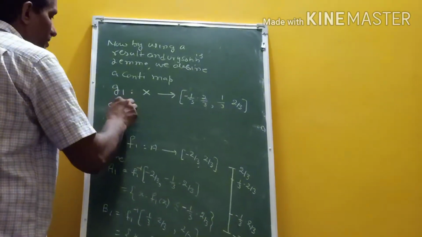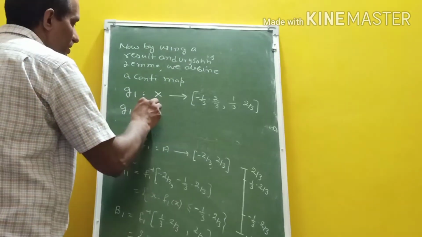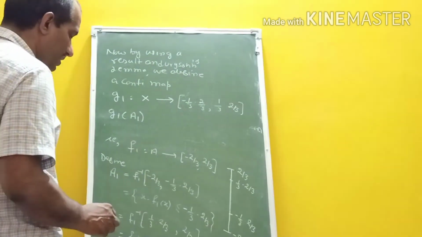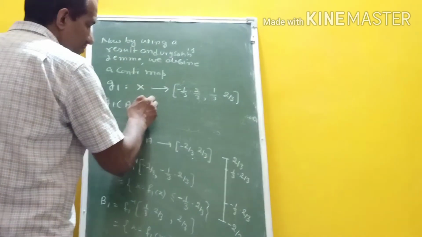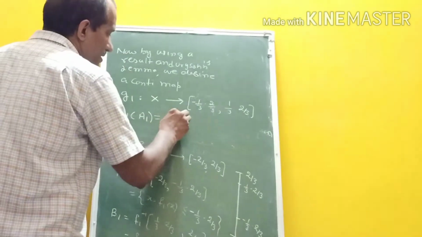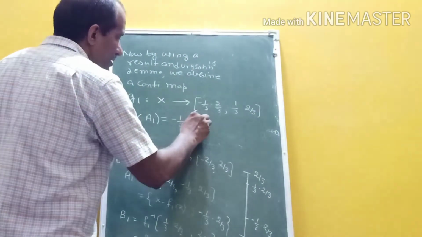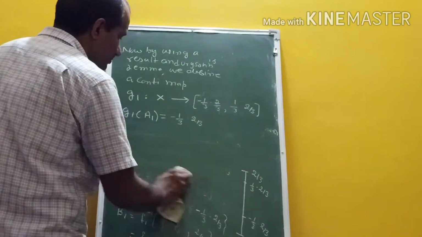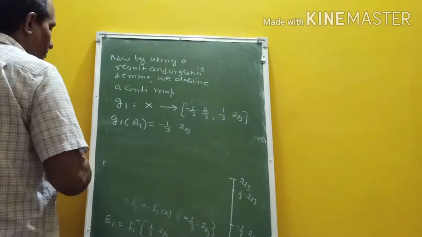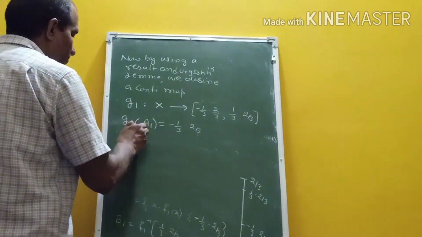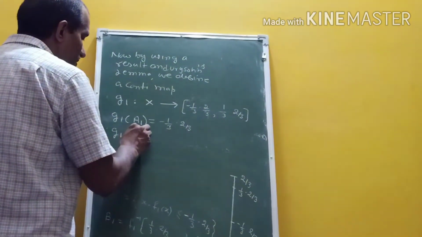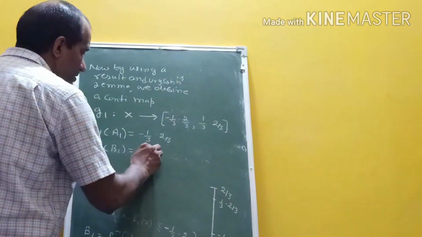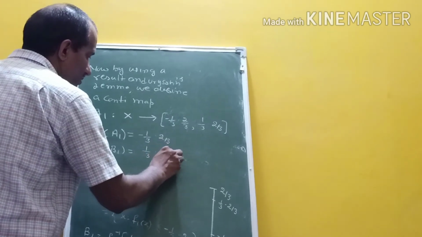define G1 on A1 equal to minus 1 by 3 times 2 by 3, and G1 on B1 equal to 1 by 3 times 2 by 3.